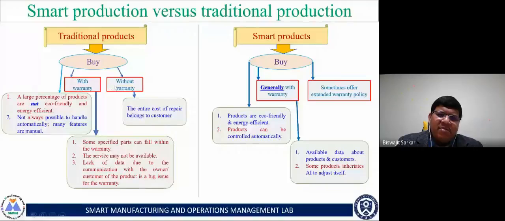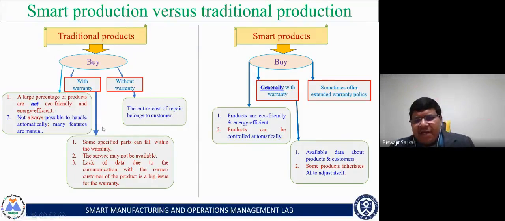The main issue is that there is also some without-warranty for traditional products, and for those, all expenses are borne by the customers. And an important point is that a traditional product is not eco-friendly and not energy efficient. Now take the refrigerator. If you go to buy a smart refrigerator, please check, there is an indication of how much energy it will consume in a year. That is the concept for smart products, not the old refrigerator.